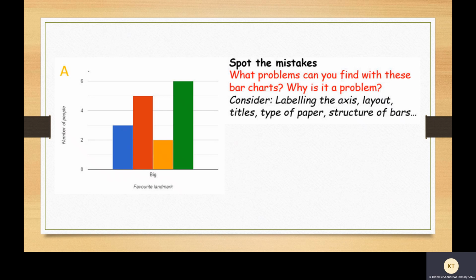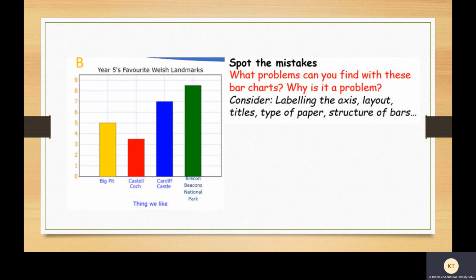Look at the structure of the bars. Are they done correctly, or is this something that they haven't done correctly? You need to look closely and use those tips to consider what might be wrong, what the problems might be. Now, I'm not going to go into them in detail because if I do, I'll be doing your maths work for you. Let's look at B.